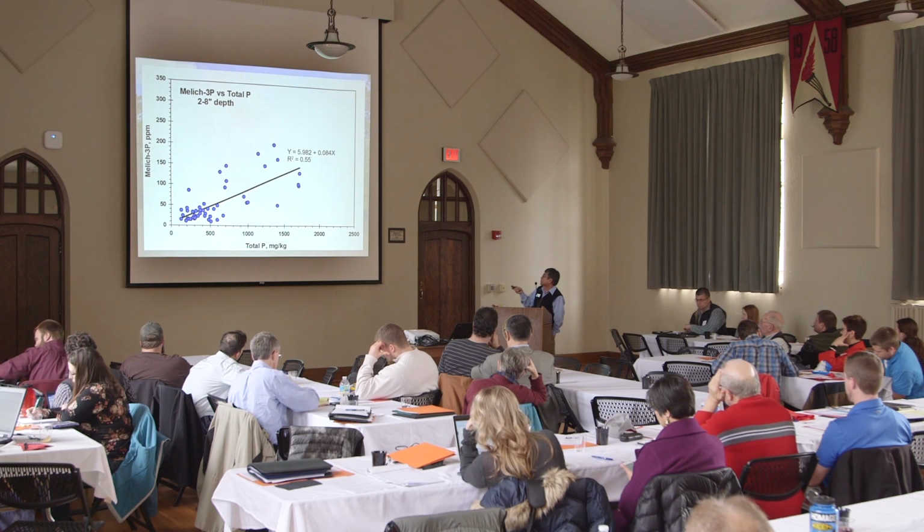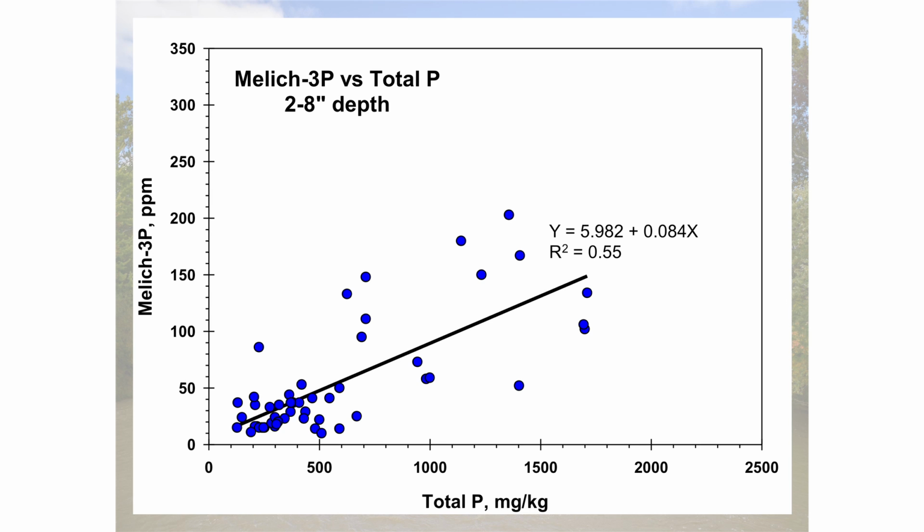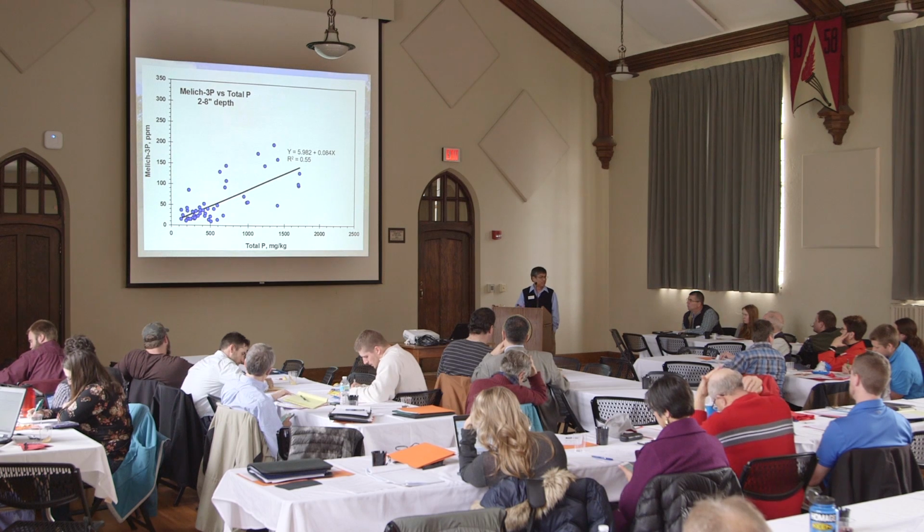We also took samples from the 2 to 8 inches, and the relationship is almost similar, although the values are lower. Still, about 8% of the total P is available P. And that's one thing that we really need to know. What happens to the rest of the total P that's not available? Is it part of the legacy P, or part that's attached and not easily available, or how many years does it take for it to become available?